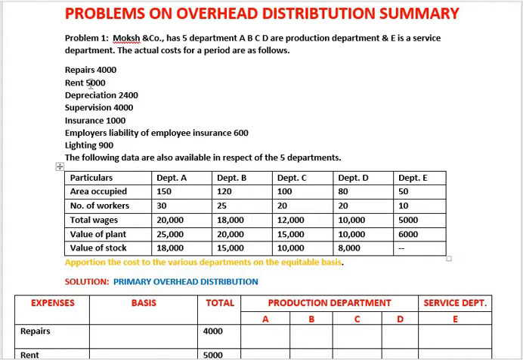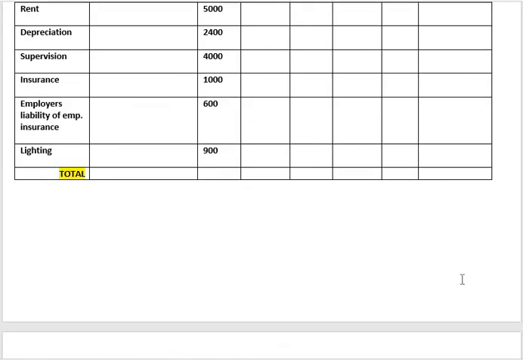Similarly, rent is 5,000. This 5,000 is not given to only one particular department. You're paying the rent for the whole building, and within a building we have these many departments. So we need to apportion this rent using some basis of apportionment. Now let us solve this problem.